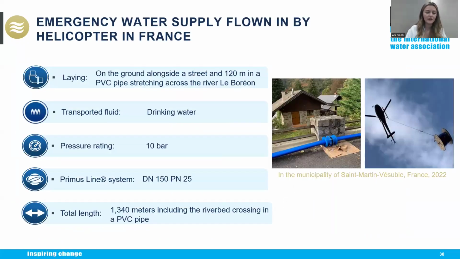And now we have the final project, or the last project, which was in France. It was a ground alongside on a street and 20 meter in a PVC pipe stretching across a river. It was again for drinking water at a pressure rating of 10 bar. We decided on the DN 150, and we rehabilitated 1,340 meters, including the riverbed crossing in a PVC pipe.